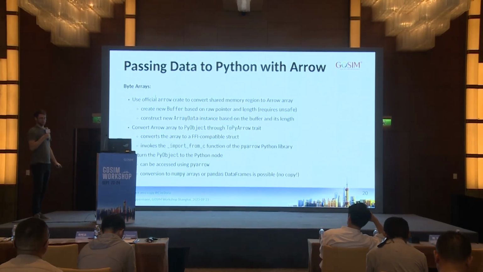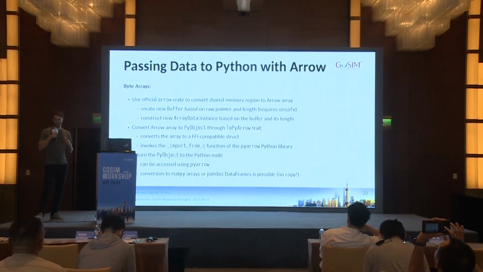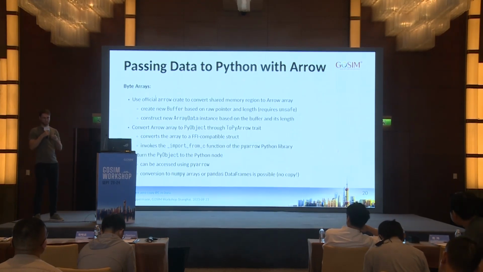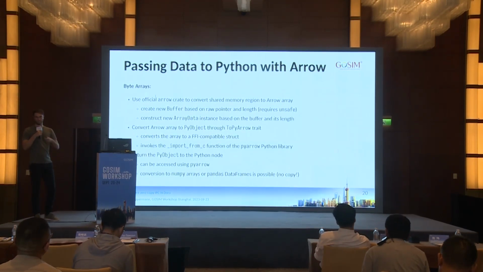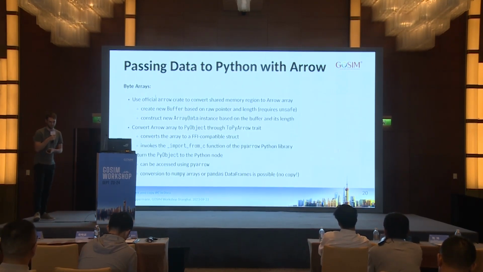And using this Arrow array implementation makes it possible to pass data from Rust to Python without any copying. So we do it in the following way for byte arrays. This is the simple case. We first create a buffer based on the shared memory region that we received and use an unsafe block to convert that shared memory region into an Arrow buffer. So we just consider the whole thing as a buffer. And then using that buffer, we construct an ArrayData instance and give it the type byte array.